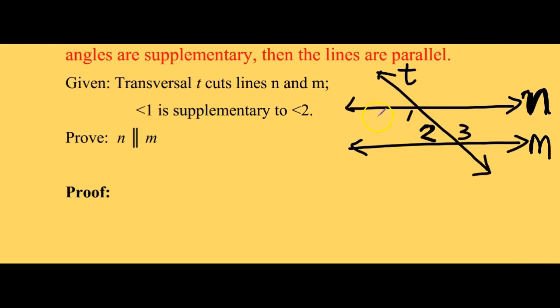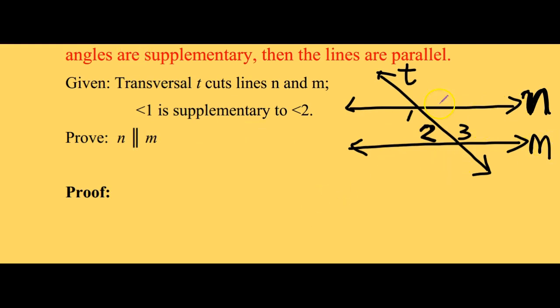We are given this diagram. The transversal T passes through line N and line M at two points. The other thing we know is that angle 1 is supplementary to angle 2. Angle 1 and angle 2 are same side interior angles, so they add up to be 180. So we are going to prove that line N and M are parallel.